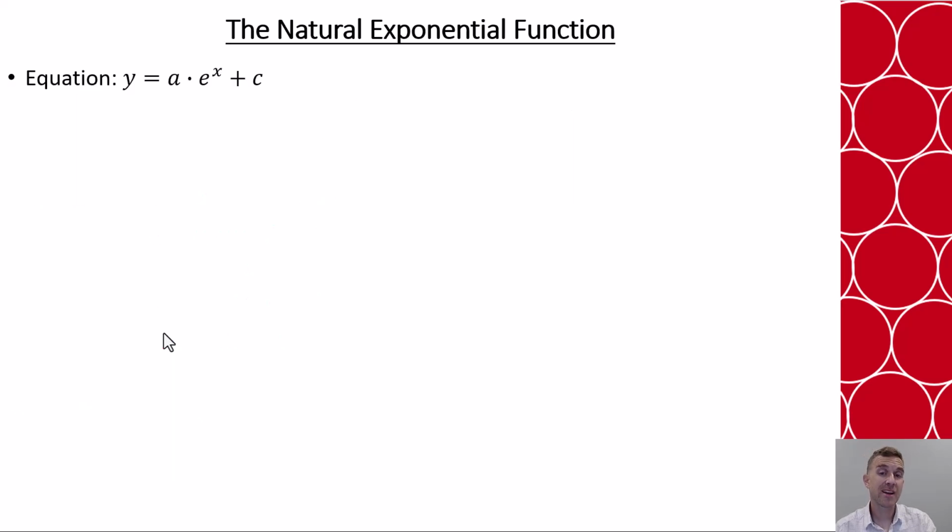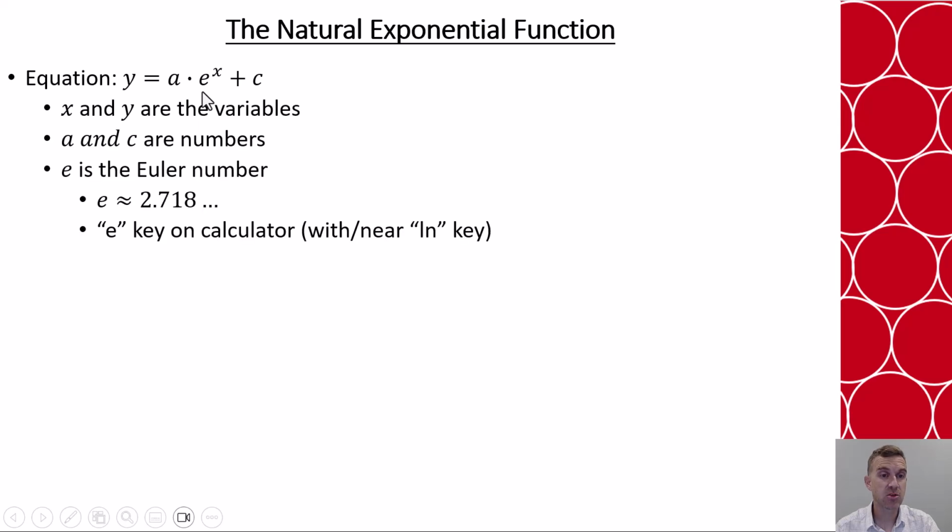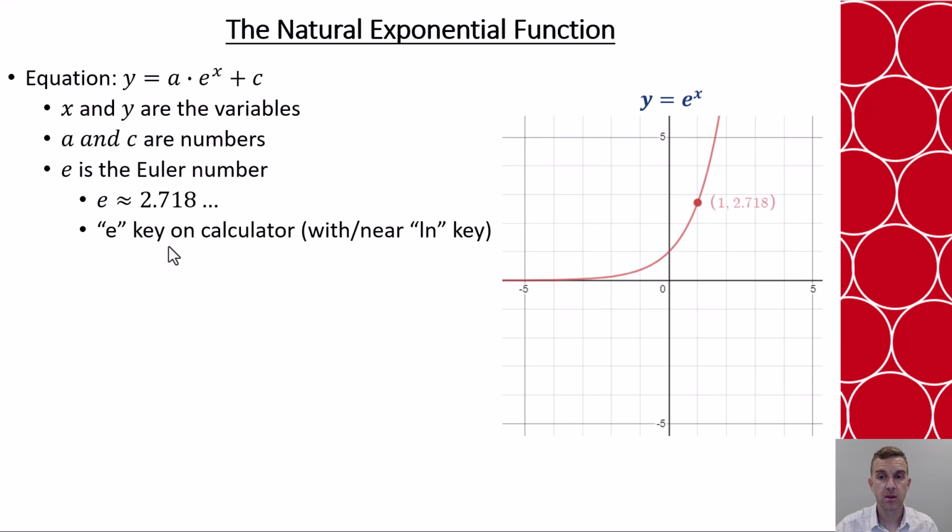Now we also have the natural exponential function. That's where instead of putting a number for our base, we use the letter e. And it does have an actual value. It's called the Euler number, and it has an approximate value of 2.718. And it's an irrational number like pi, it goes on forever. But we're going to say that we can use that e key to help us. Now, if you're having trouble finding it on a calculator, look for the natural log button as well, because they're inverse operations. X and y are still our variables, and a and c are going to be numbers as well, just like the other form.